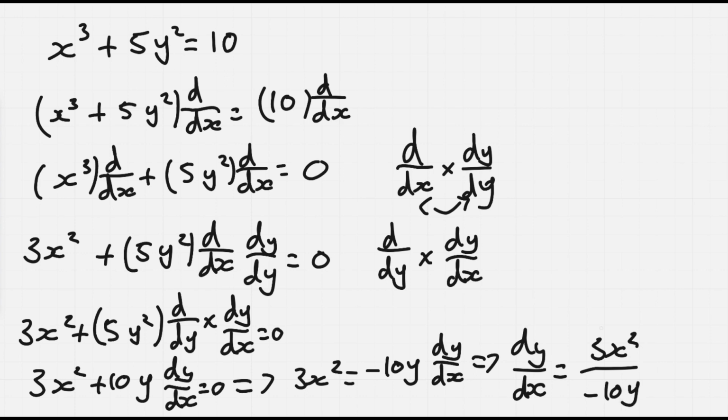And the rule is, if I differentiate y while differentiating with respect to x, I have to multiply it by dy dx. We'll go through some more examples in the next video using this faster method.